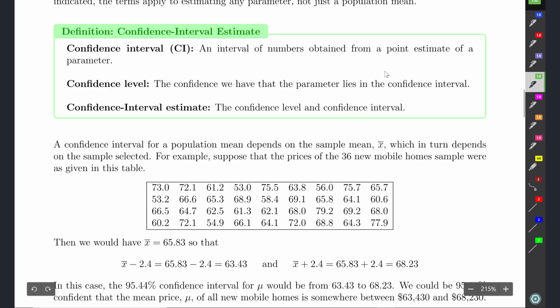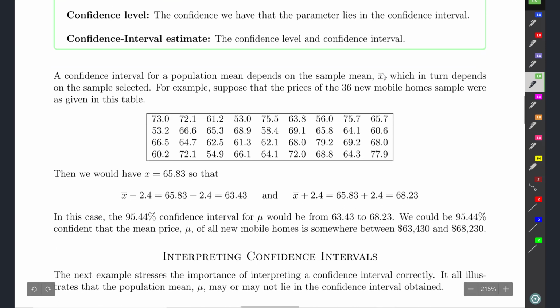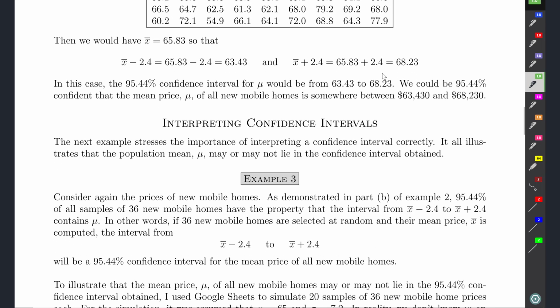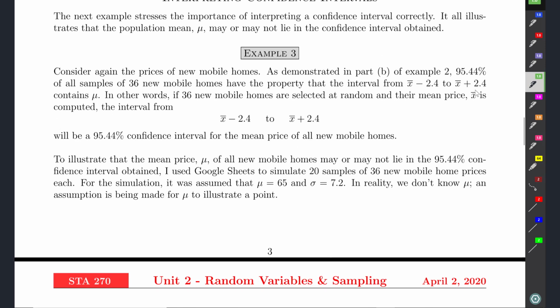So this is just a rehash of example 2. Now we want to interpret a confidence interval. And example 3 is asking us to once again look at the prices of the mobile homes as we've done in examples 1 and 2. And we want to determine whether or not our confidence interval is fairly accurate.